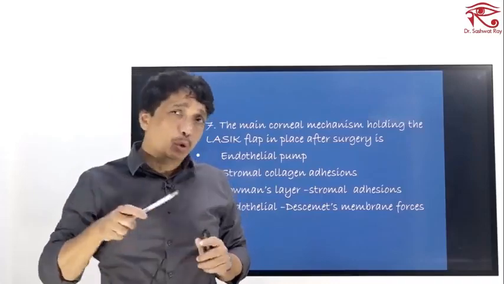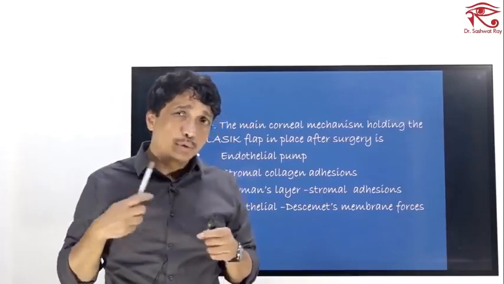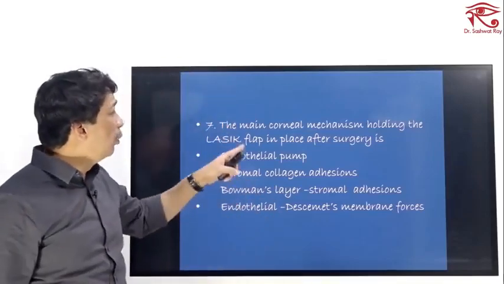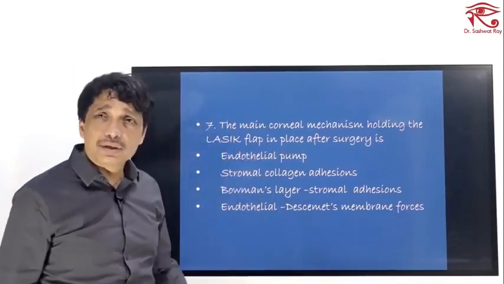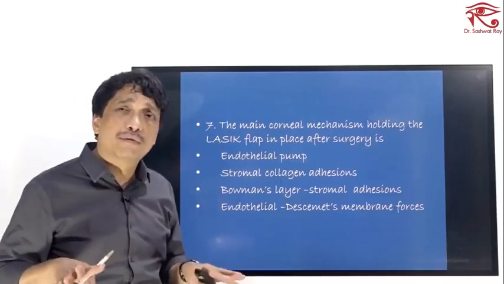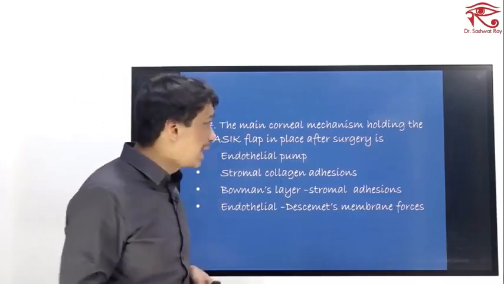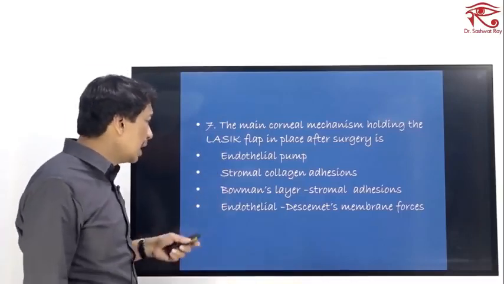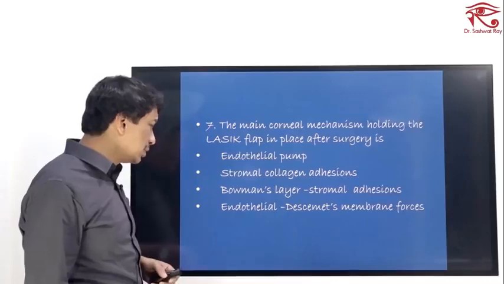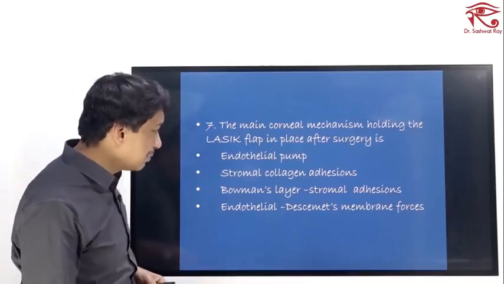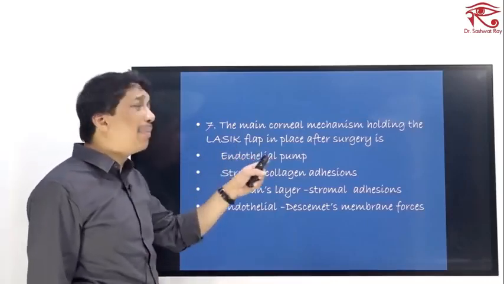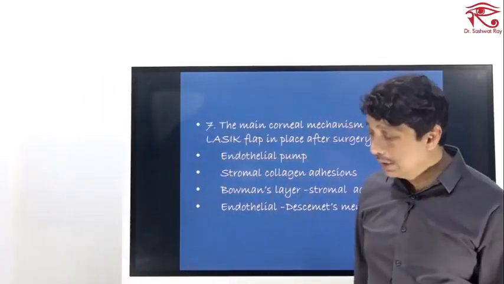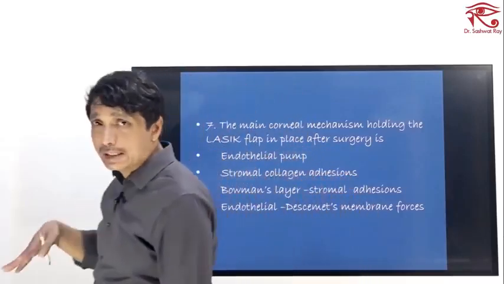Now, after rolling the flap back, remember, we do not need to put sutures. We do not require stitches. Why is that? That's because there is a force which seals the LASIK flap in place after surgery. It seals perfectly well. And what is that? The choices we have are the endothelial pump, the stromal collagen adhesions, the Bowman's layer and stromal adhesions, and the endothelial Descemet's membrane forces. The answer is the endothelial pump. Please remember, this is a theory question which we like to ask you. This is the endothelial pump which keeps the LASIK flap in place.